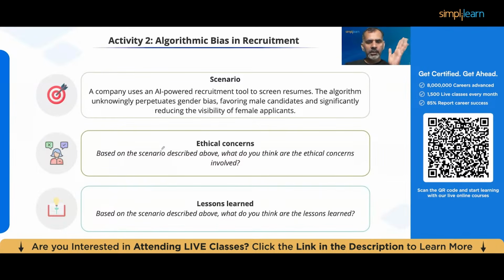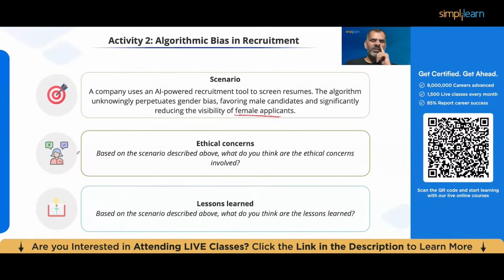Let us talk about a second scenario. There is a second activity which is given to us. Let's suppose a company uses an AI-powered recruitment tool to screen resumes. I think this is the same one which I've discussed. The algorithm unknowingly perpetuates gender bias, favoring male candidates and significantly reducing the visibility of female applicants. What are the ethical concerns over here, guys?